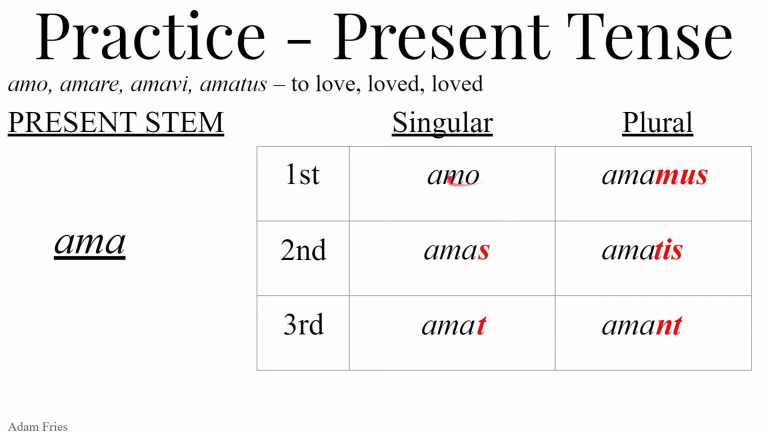I am loving, I do love. Amas, you are loving, you do love. Amat, he, she, it is loving, he, she, it does love. Remember that Latin also has these translations built into the present tense.